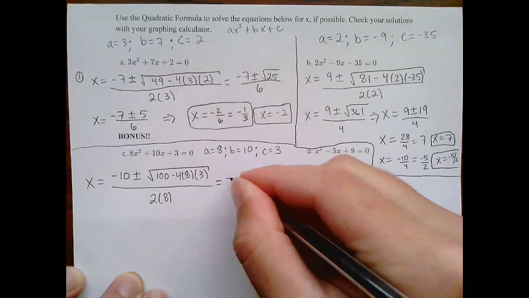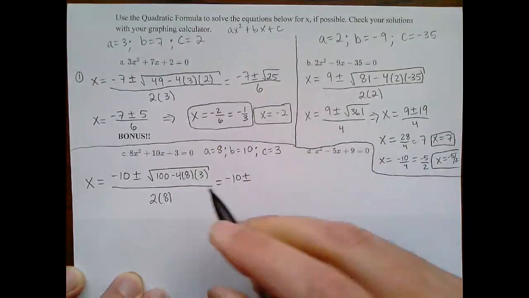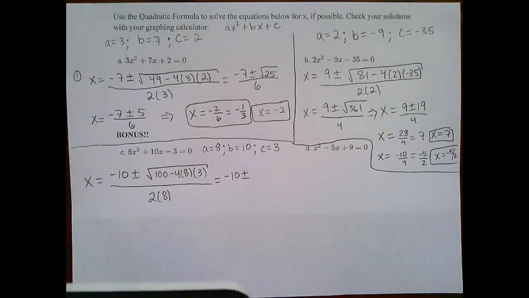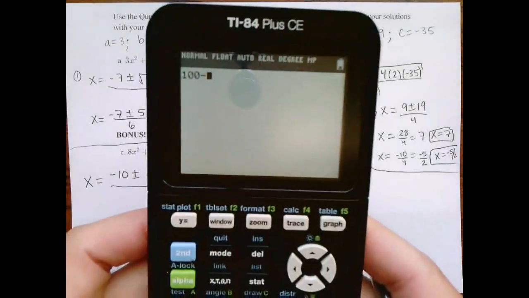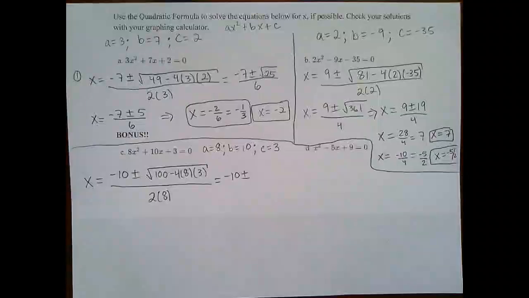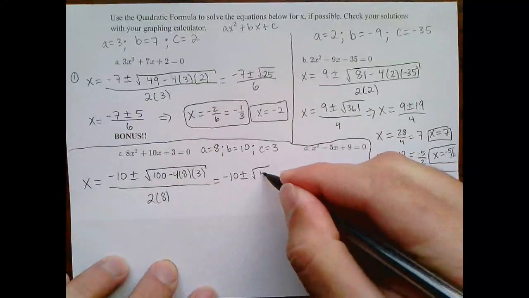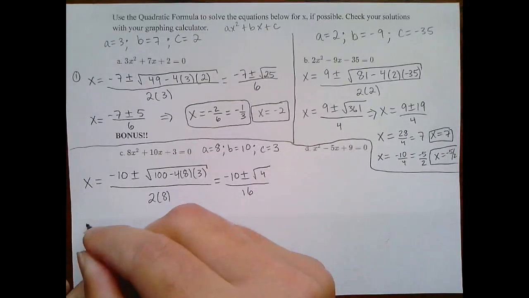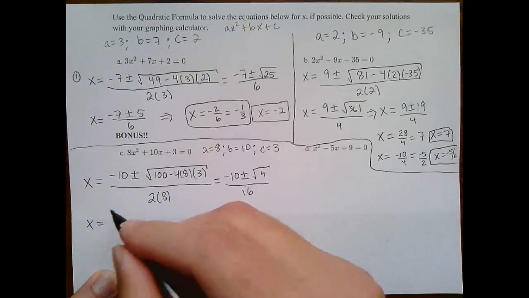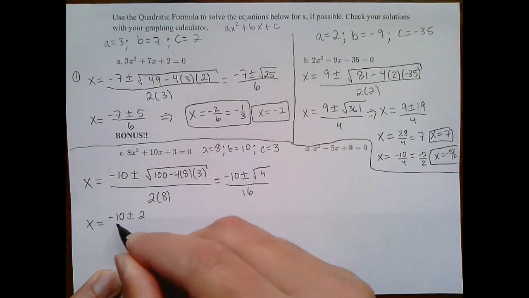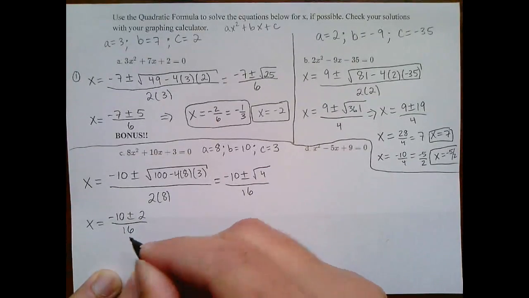All right, so we have negative 10 plus minus. Let's go inside of here and find out what this number is. So we can do 100 minus 4 times 8 times 3, which is 4. So we have a square root of 4 all over 2 times 8, which is 16. So we have x equals, we'll simplify, negative 10 plus minus, what's the square root of 4? It's 2, all over 16.